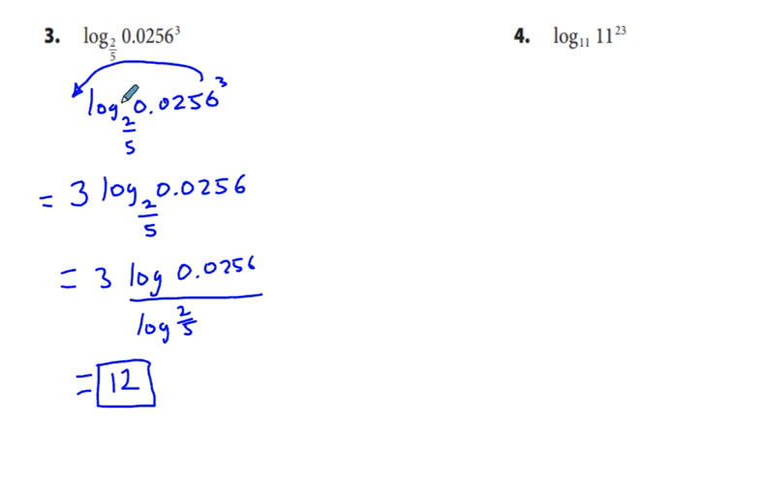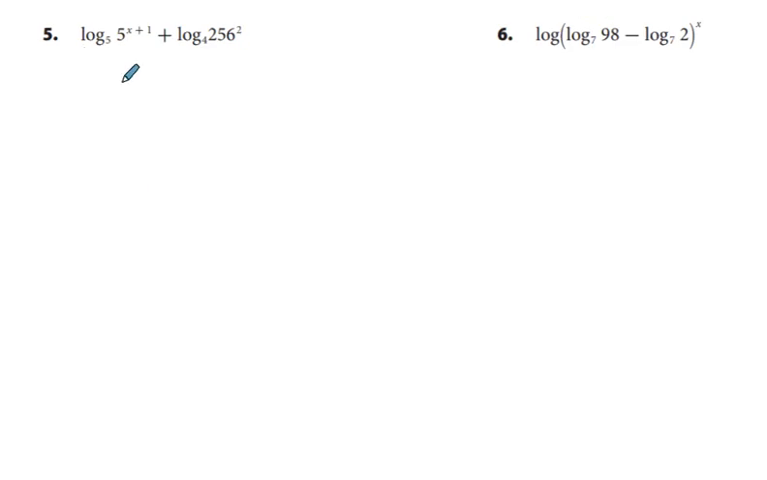Okay. Then you look at number 4. You take this 23 out front. That'll be quite similar to number 3, actually. Number 5, we have log base 5 of 5 to the power of x plus 1 equals log base 4 of 256 to the power of 2. I think this one can be worked out without the calculator.